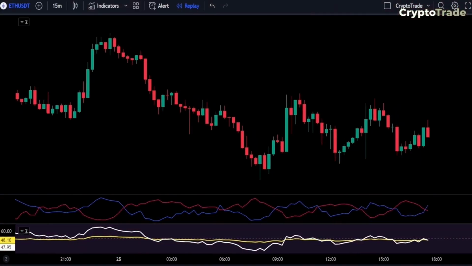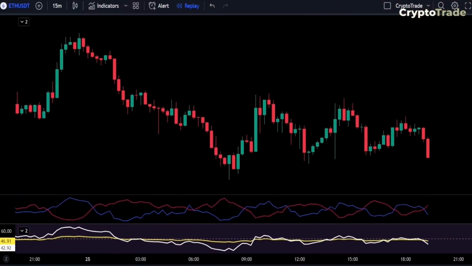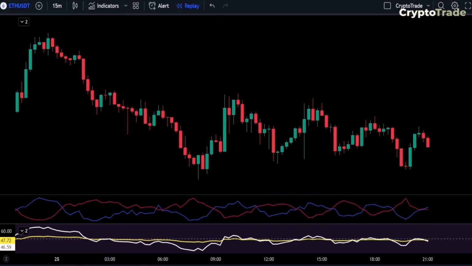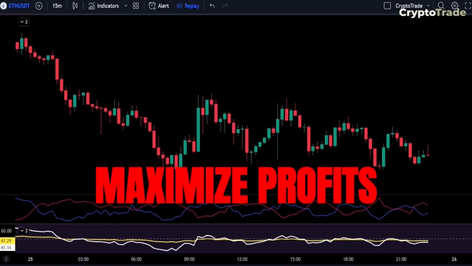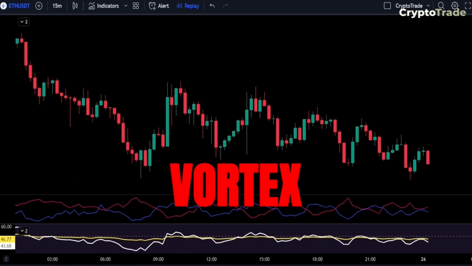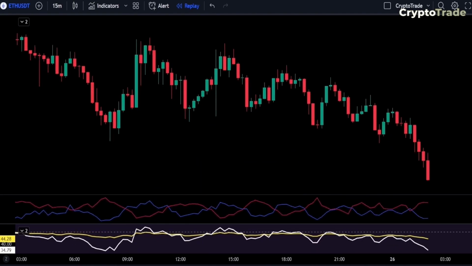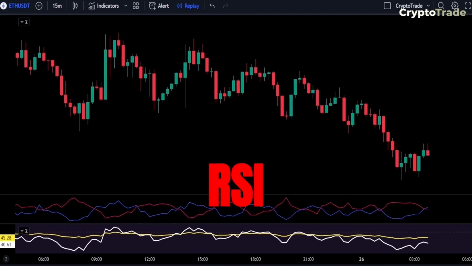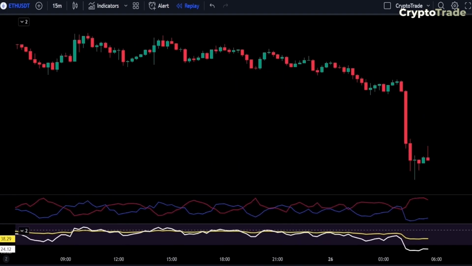Thanks to these very smart indicators, you can follow the market trend and find high probability trade entries to maximize profits. I will use VORTEX indicator to show the entry point of the operation. I will use RSI to confirm the entry signal provided by the previous indicator.